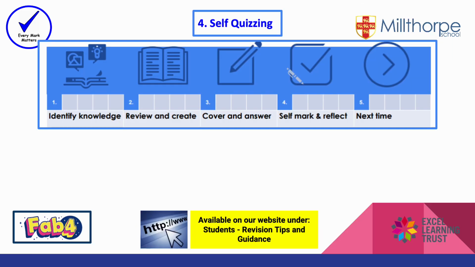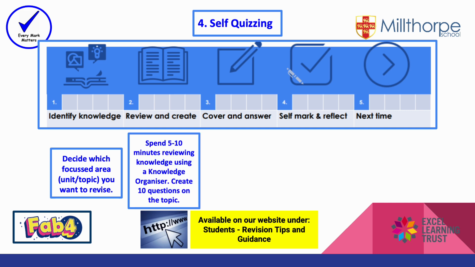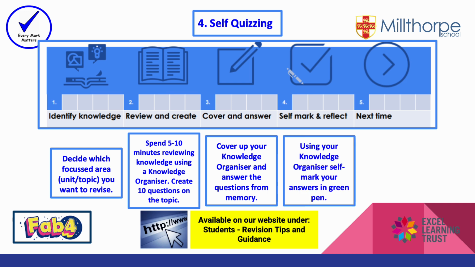Our final Fab 4 revision strategy is self-quizzing. So with self-quizzing, as with all of our strategies, you begin by deciding which focus area you want to revise. You spend about 5 or 10 minutes reviewing knowledge using a knowledge organiser and then create 10 questions on the topic. Cover up your knowledge organiser and answer the questions, importantly from memory. And then use your knowledge organiser to self-mark your answers in green pen.